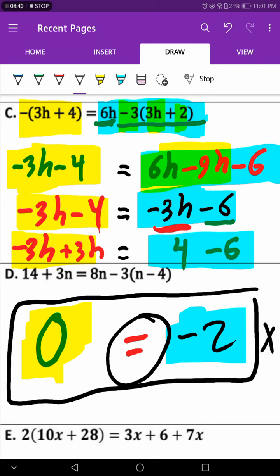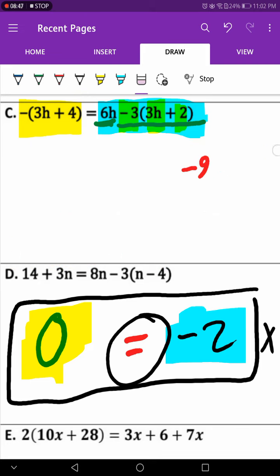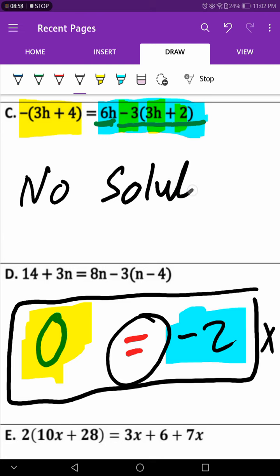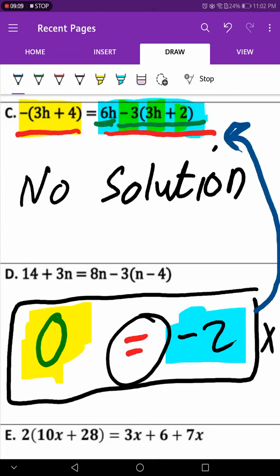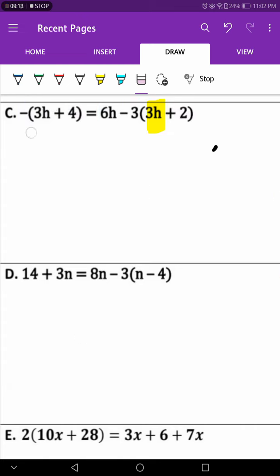And because I reached a not correct statement, I have to say for this question, sorry for you, but there is no solution. That means there is no value of h that makes the left side equal the right side, my dear student. By the way, that is the solution of this. Okay, my dear student, let us move to the next one here.